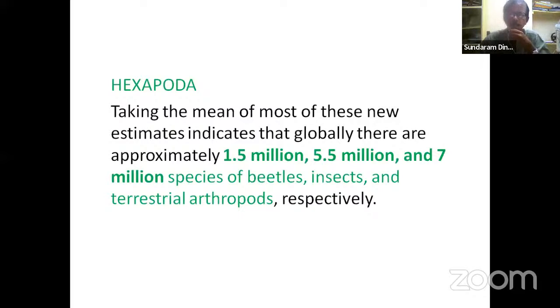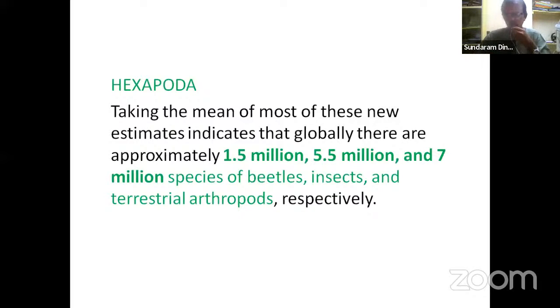Arthro means jointed, poda means leg: arthropods. Arthropods are a dominating group. Among arthropods, again, insects are dominating. Among insects, beetles are the dominating group. For a simple imagination, if you just place beetles one after another on the earth, we still have heaps and heaps of beetles to place on.